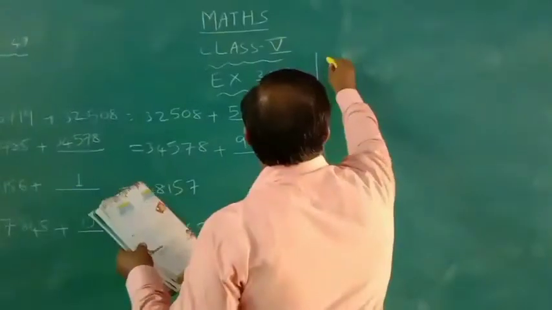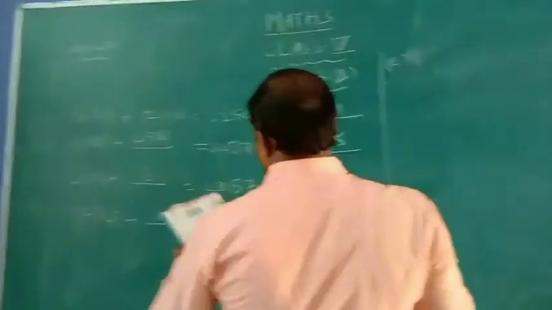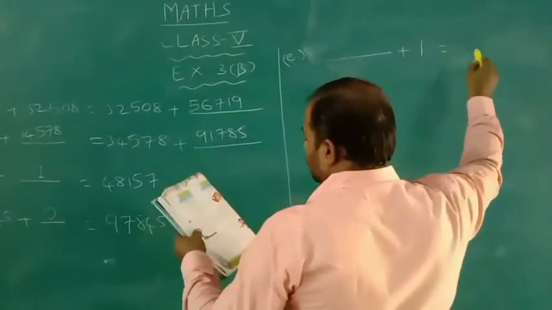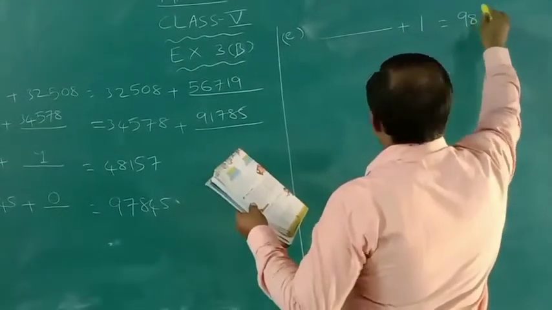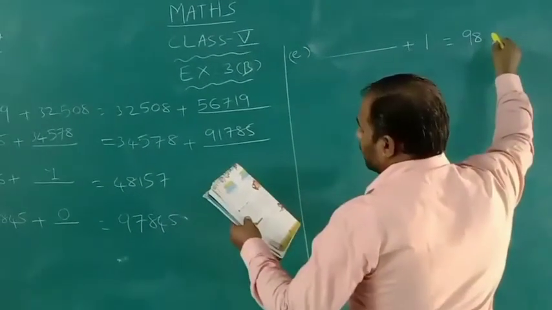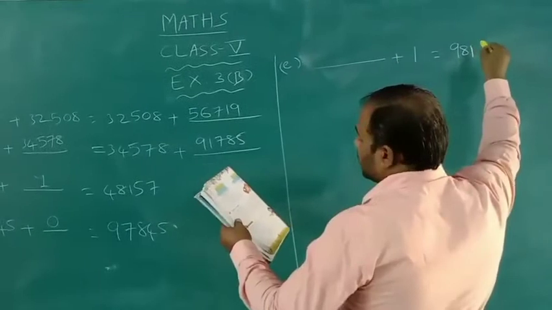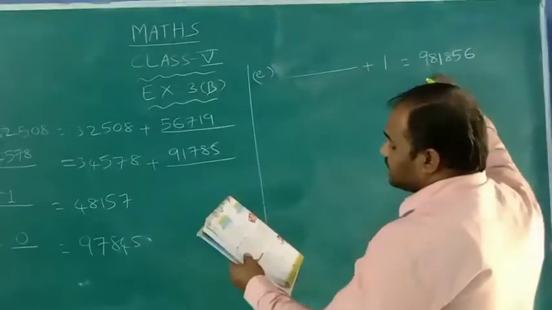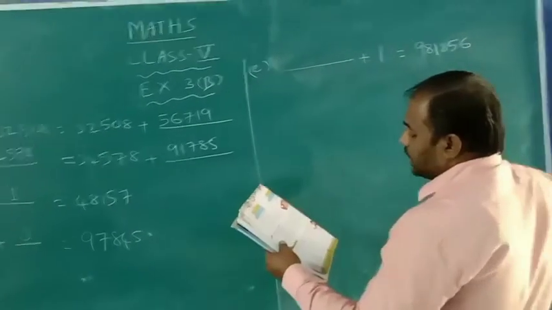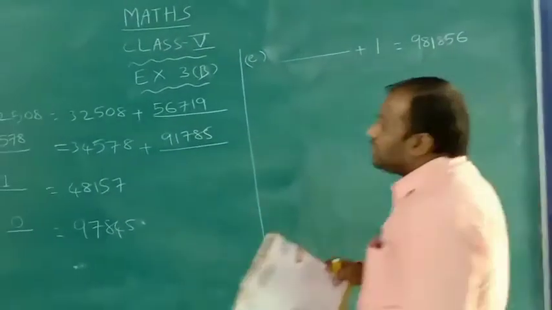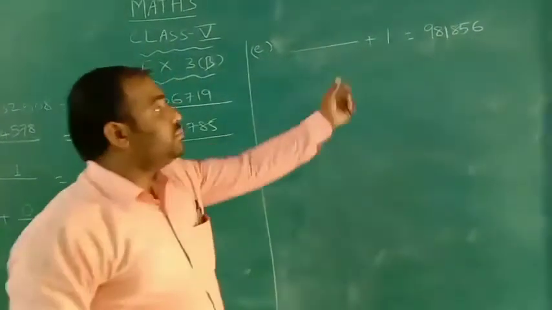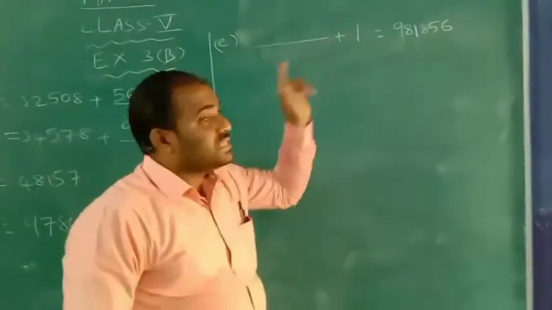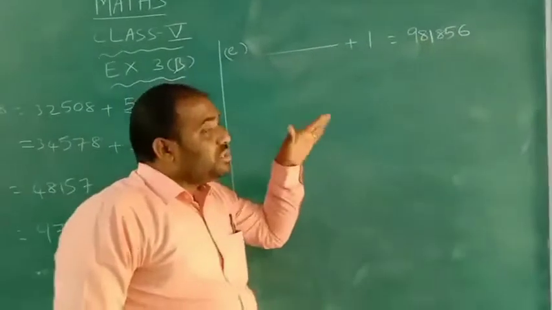E. Even, see here, dash plus 1 is equal to 98,000. 9,81,856. See beta, this is a very easy number. Adding 1 means what, sir? Successor. Minus 1 means predecessor.